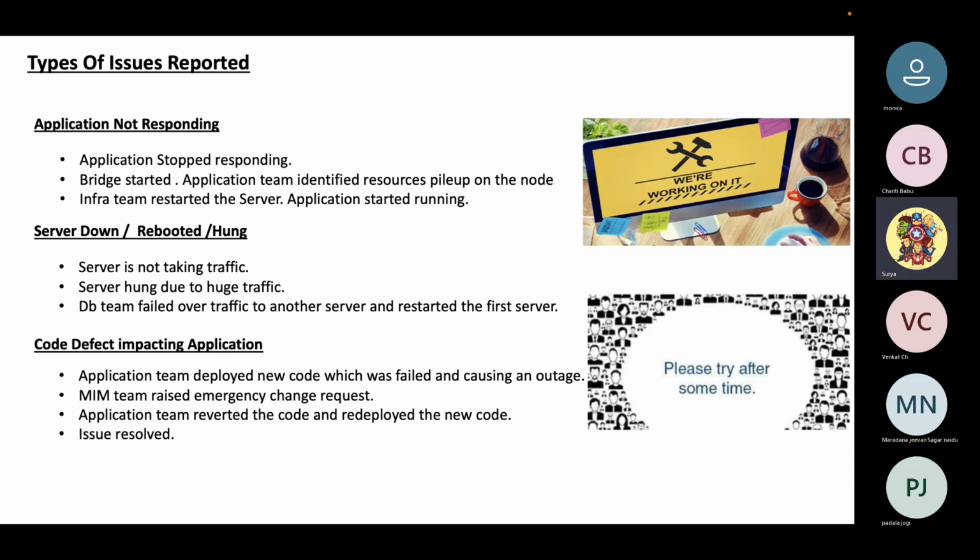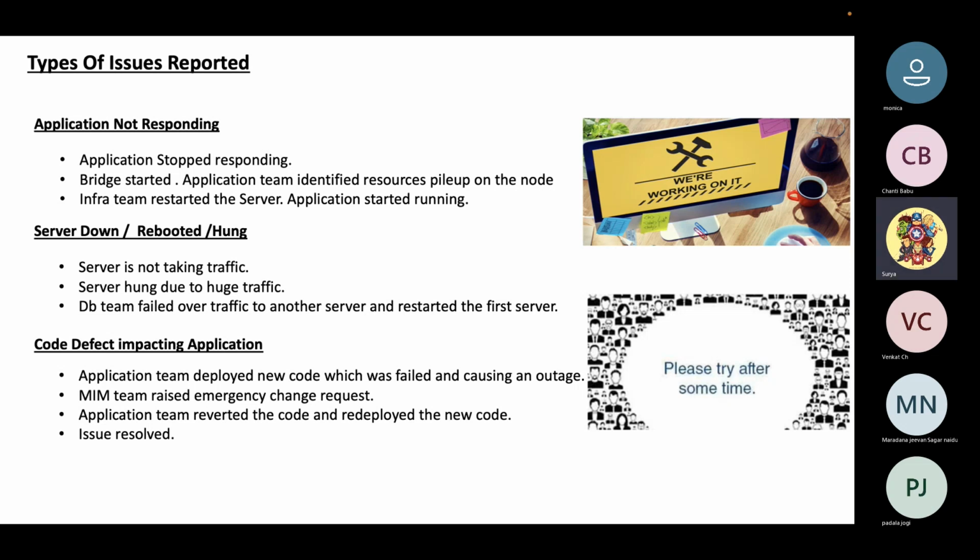So now coming to our first thing. The chance of a problem occurring is only at three places. One is at the application, the second one is at the infra, and the third one is at the server rooms. So what happens if the application has a problem?